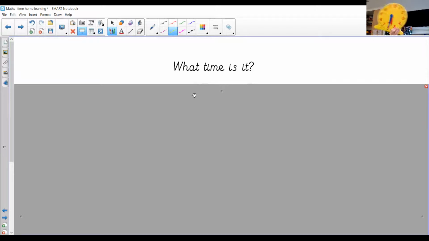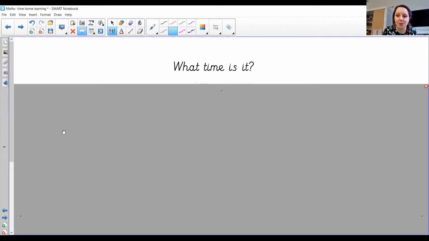Okay, show me it. It should look like mine. That long hand is pointing down at the 6 for the half past, and that shorthand is just past the 5. In between the 5 and the 6, it's gone just past the 5. 5:30. Well done if you did that one.